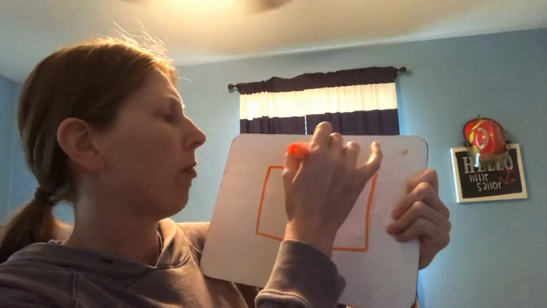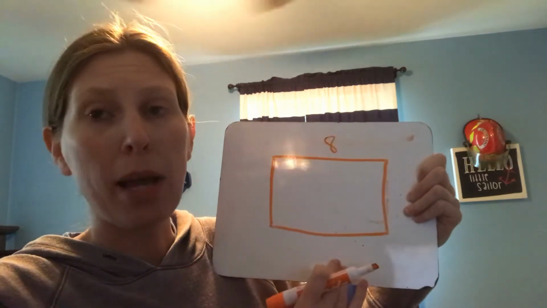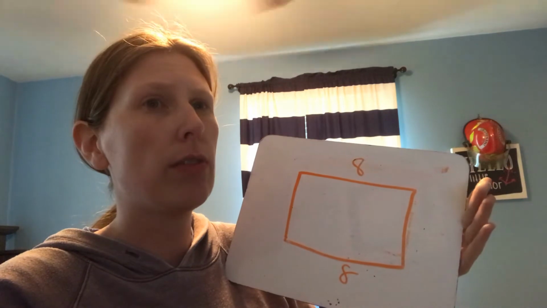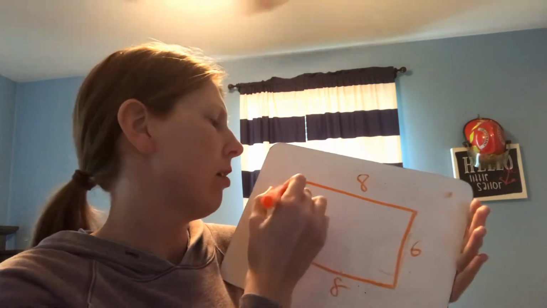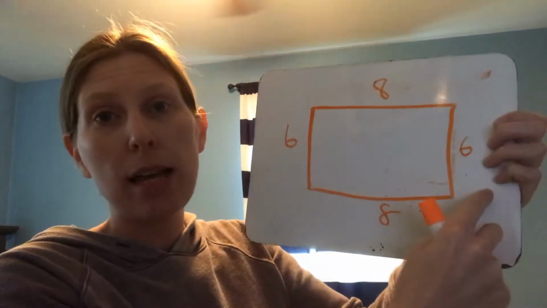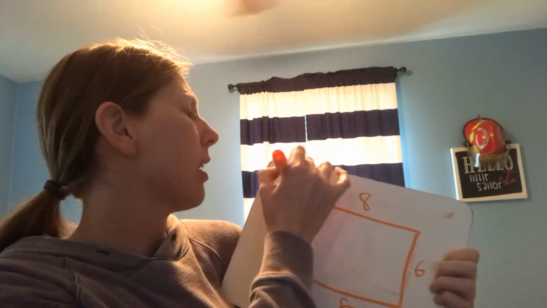I know that there is a length of 8 meters. This is 8, so my opposite side will be 8. And it has a width of 6. Opposite sides are the same. When I'm finding the area, I measure the length times width. Okay, length times width is going to give us our area. So I'm going to take 8 times 6.